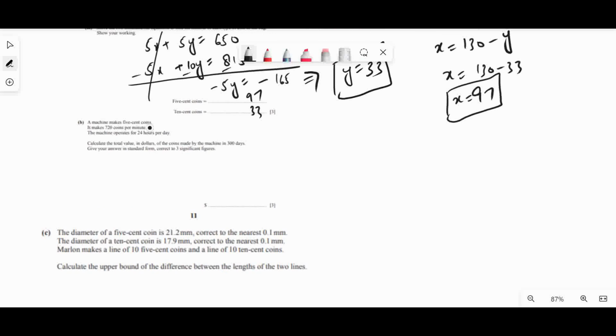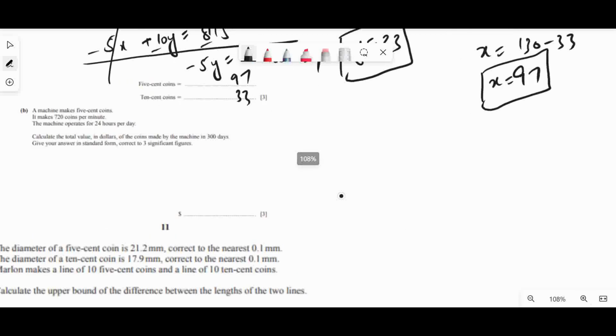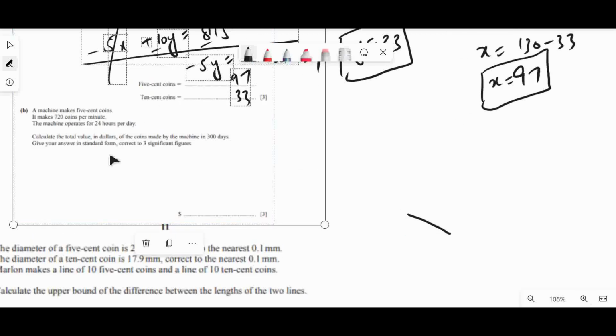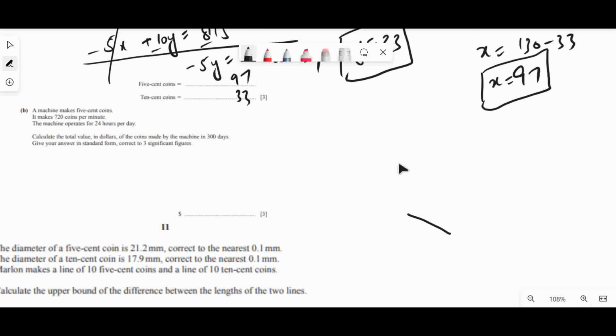Now here the question is that a machine makes 5-cent coins. What does this mean? It means that, as we have discussed earlier, $1 has 100 cents. So a 5-cent coin means that it has $0.05 value. So it makes 720 coins per minute.